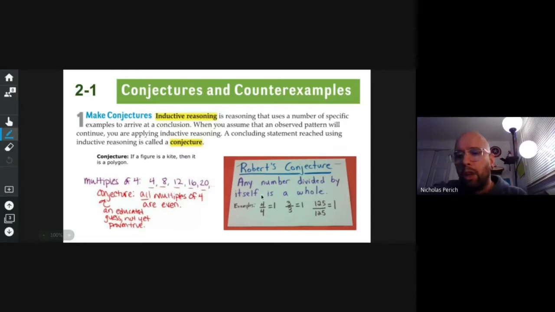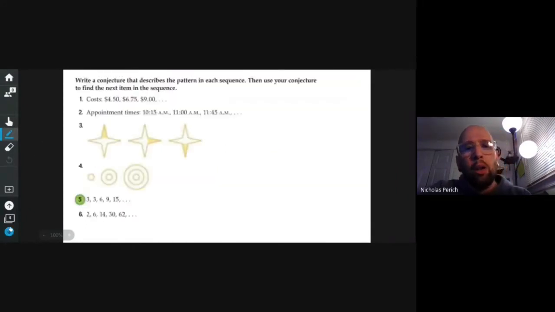Okay? Here's another conjecture. Any number divided by itself is a whole. So 4 divided by 4 is 1. 3 divided by 3 is 1. Whatever divided by itself is 1. Here's another one. If you look at multiples of 4, 4, 8, 12, 16, 20, all multiples of 4 are even. A conjecture is a statement of fact that you can make based off of information that you know. So when I look at problems like these, I can make a conjecture. A conjecture is basically you wording out what's next in the pattern.